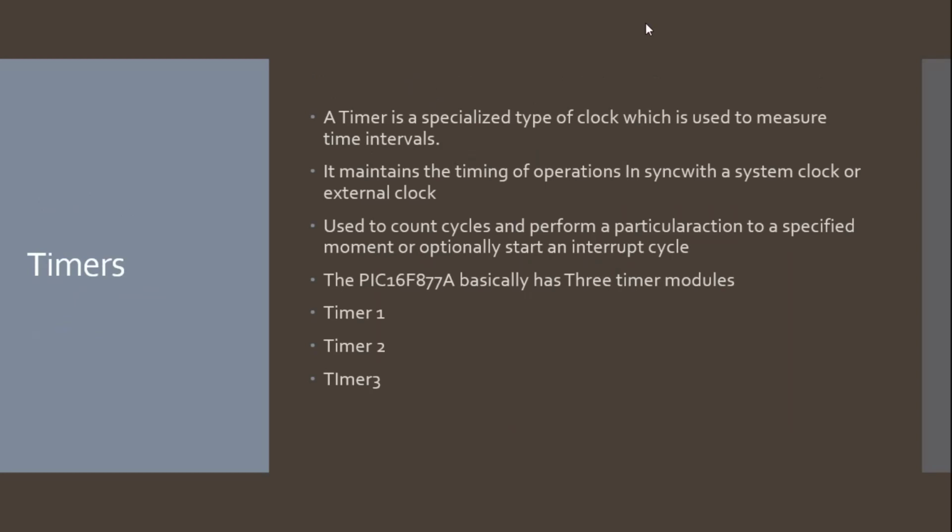It maintains the timing of operation in sync with a system clock or external clock. It is used to count cycles and perform an operation at a specified moment, or optionally start an interrupt cycle. The PIC16F877A basically has three timer modules: timer 1, timer 2 and timer 3.